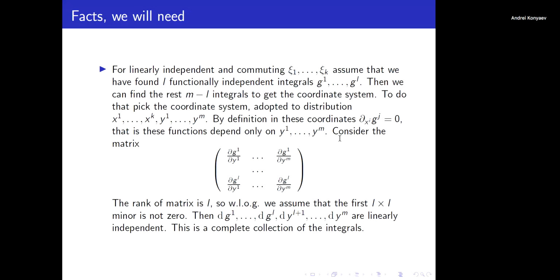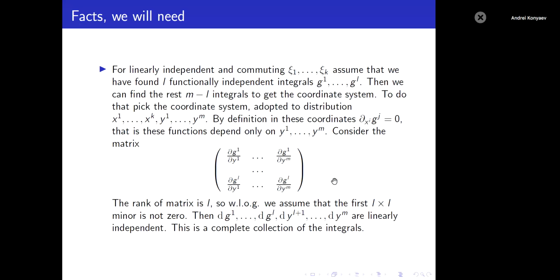So it's like a long matrix, right? And we see that the rank of this matrix is K. So without loss of generality, we may assume that the first K by K matrix has a determinant that is not zero. This implies that we can take these functions and add those Y functions to this G, and we get the complete collection of integrals.